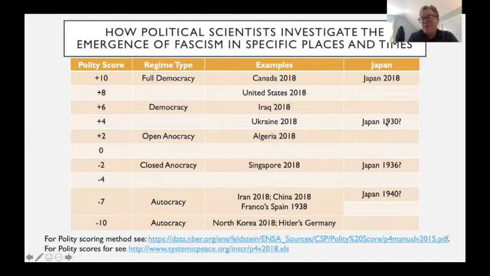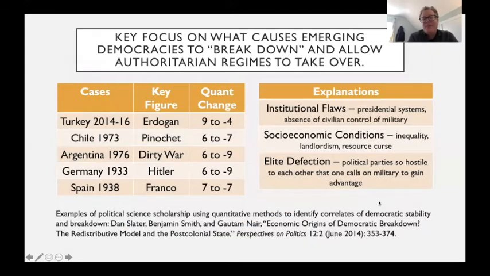But between 1930 and 1940, Japan had a clear slide towards authoritarianism. And that is the change that I'm going to focus on today. Political scientists will put that kind of shift among this group of cases of democratic breakdown. And you can see how the political scientists have coded those. Spain in 1938 is seen as having gone from a 7 to a -7. A more contemporary case is Turkey under Erdogan, having gone from a 9 to a -4.